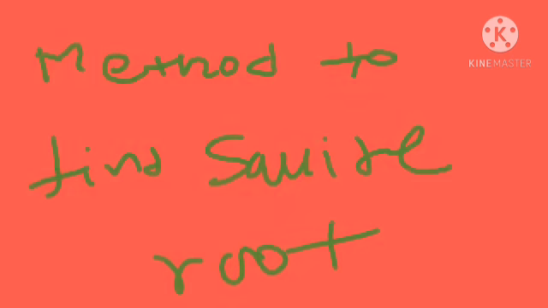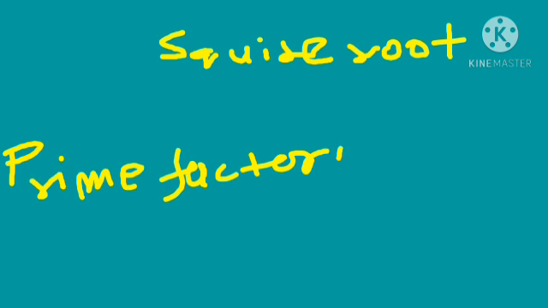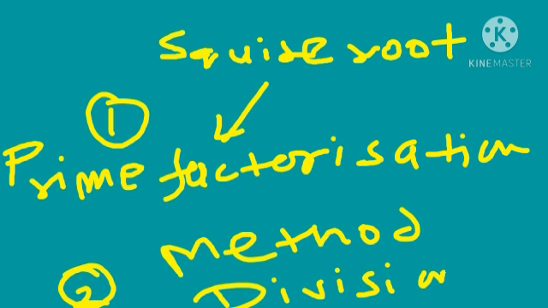Now we are going to discuss the method to find the square root. There are two methods to find the square root normally. The first method is the prime factorization method and the second method is the division method. So first we will discuss the prime factorization method, then we will discuss the division method.